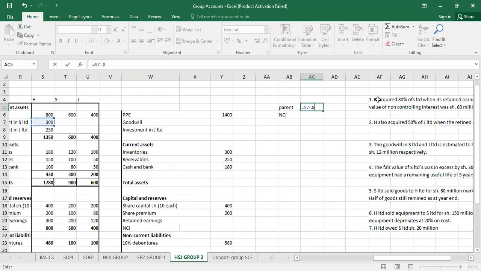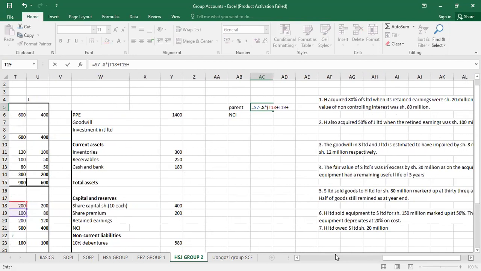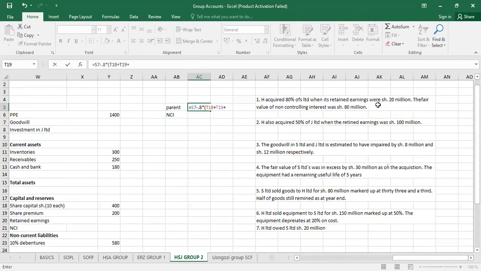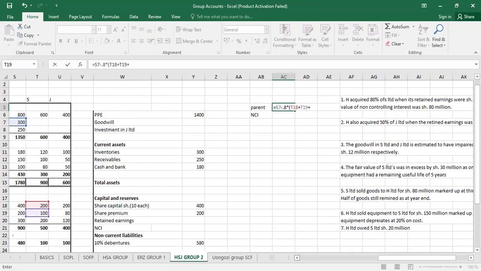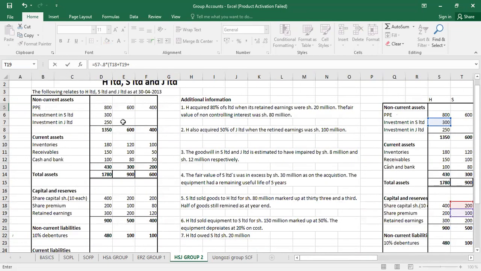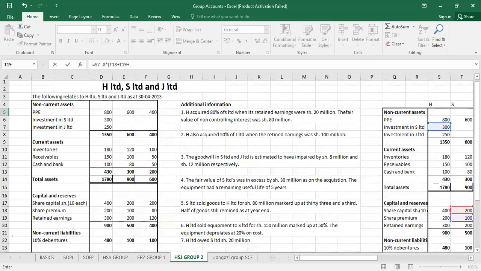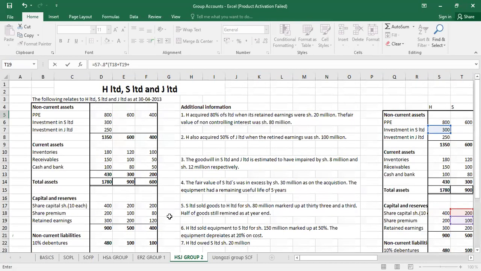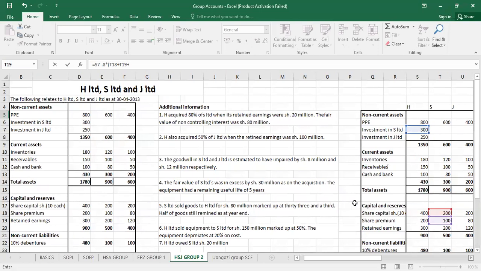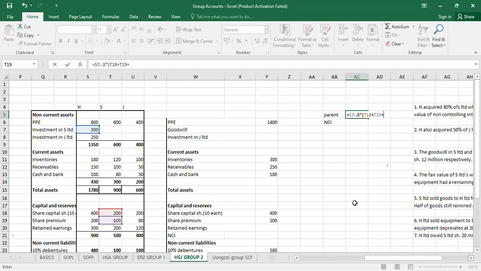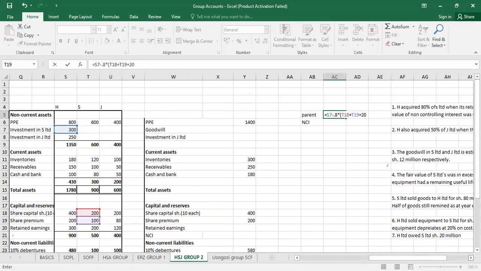Net assets acquired, so 0.8, because it was taking 80%. You multiply by, open the bracket, share capital plus share premium plus pre-acquisition retained earnings, of which you are told here it was 20 million. You confirm the values here. These ones were not written, so these values were in millions, and you must confirm that. So plus 20. The value is in millions.